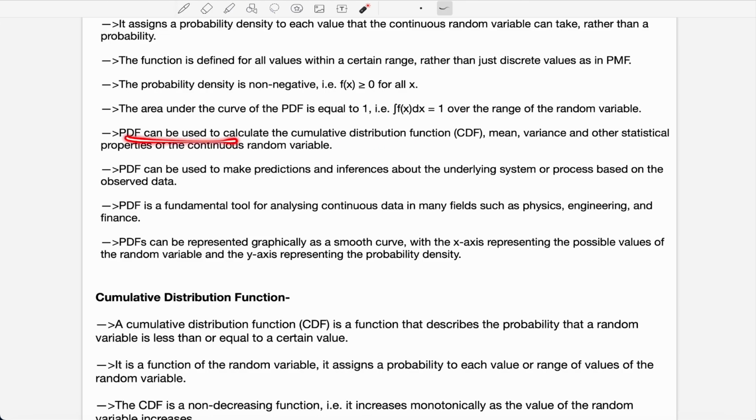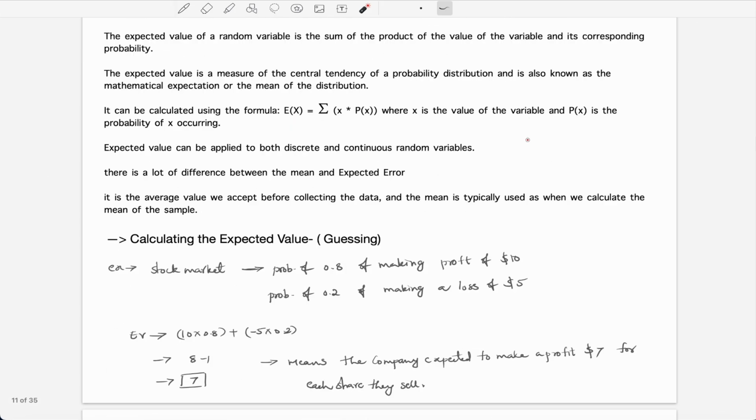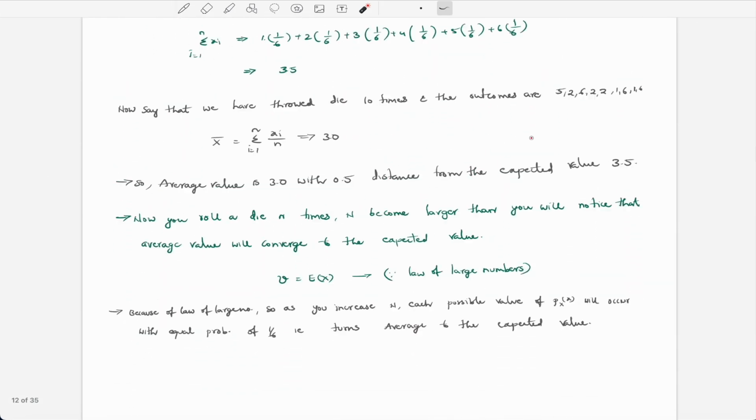So the PDF can be used to calculate the cumulative distribution function, mean, variance, and other statistical properties of the continuous variable. We're going to cover each and every topic like cumulative distribution functions, mean, and variance. We're going to cover mean, variance, and a lot more in the measures of central tendency. I hope so.